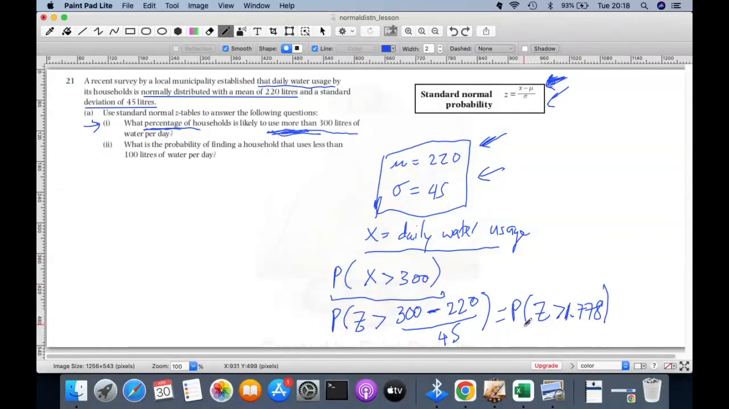Now we've got Z greater than 1.778, so I'll sketch it. This is my Z axis, with 0 here, and my curve, something like that. Remember, this is perfectly symmetrical. This is where, remember, it's positive 1.778.